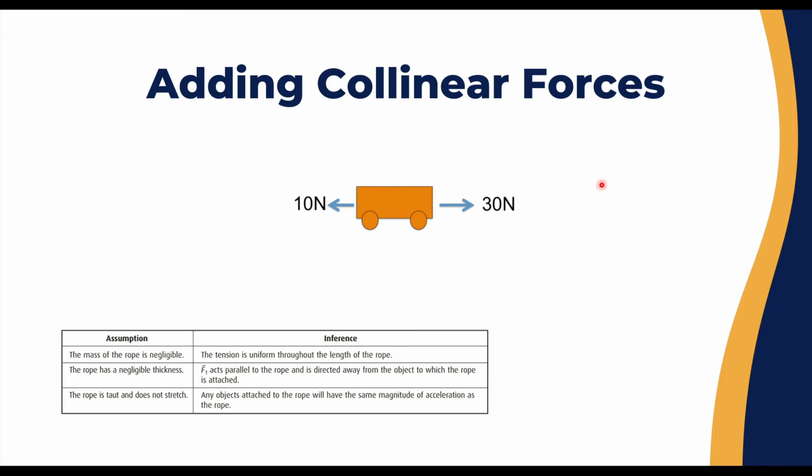The rope is taut and does not stretch. That means that the rope doesn't increase and decrease in length. Its length is constant. Any object attached to the rope will have the same magnitude of acceleration as the rope. Keep these things in mind. Those would help you in solving problems coming up about how to analyze forces and draw your free body diagrams.